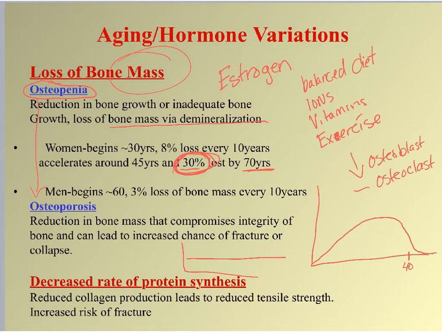So that's why women are more susceptible to osteopenia. And then in some individuals, and it's mostly genetic, some individuals will develop a much more severe loss of bone mass called osteoporosis. And that's so much loss of bone mass that you have an increased chance of fracture. So you have so much loss of bone that it compromises the integrity and the strength of the bone.